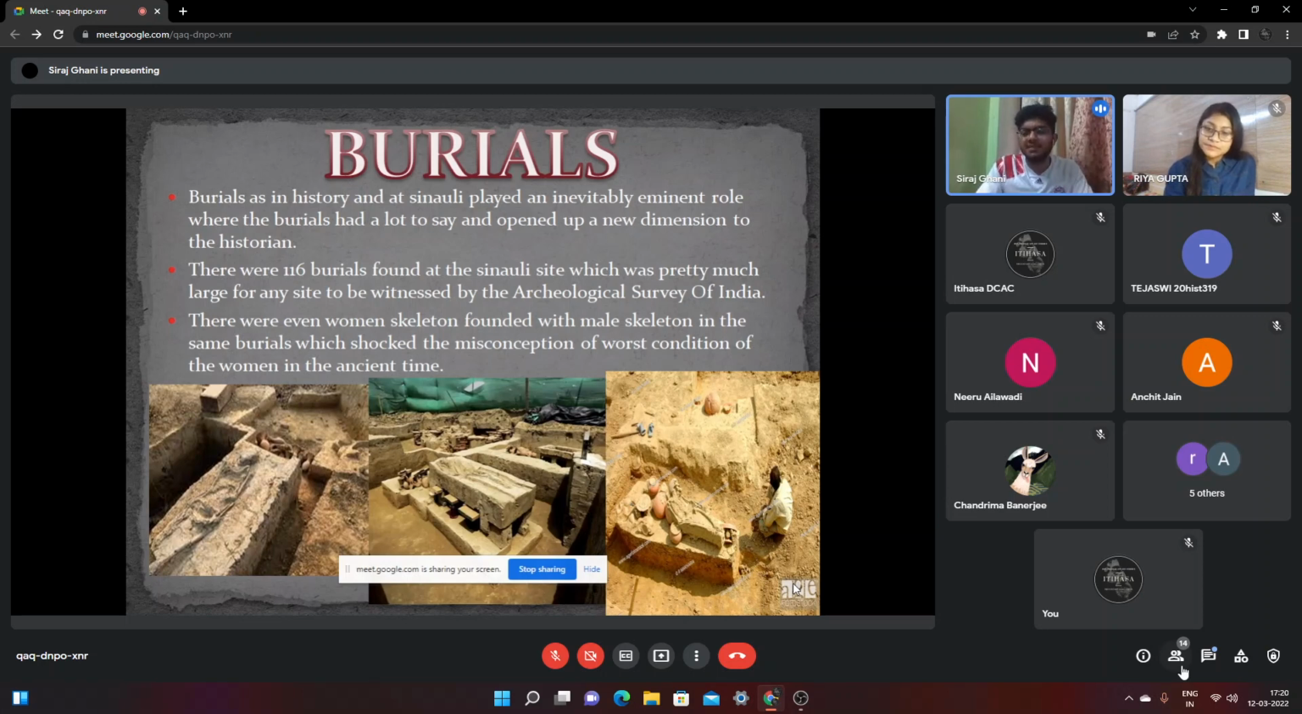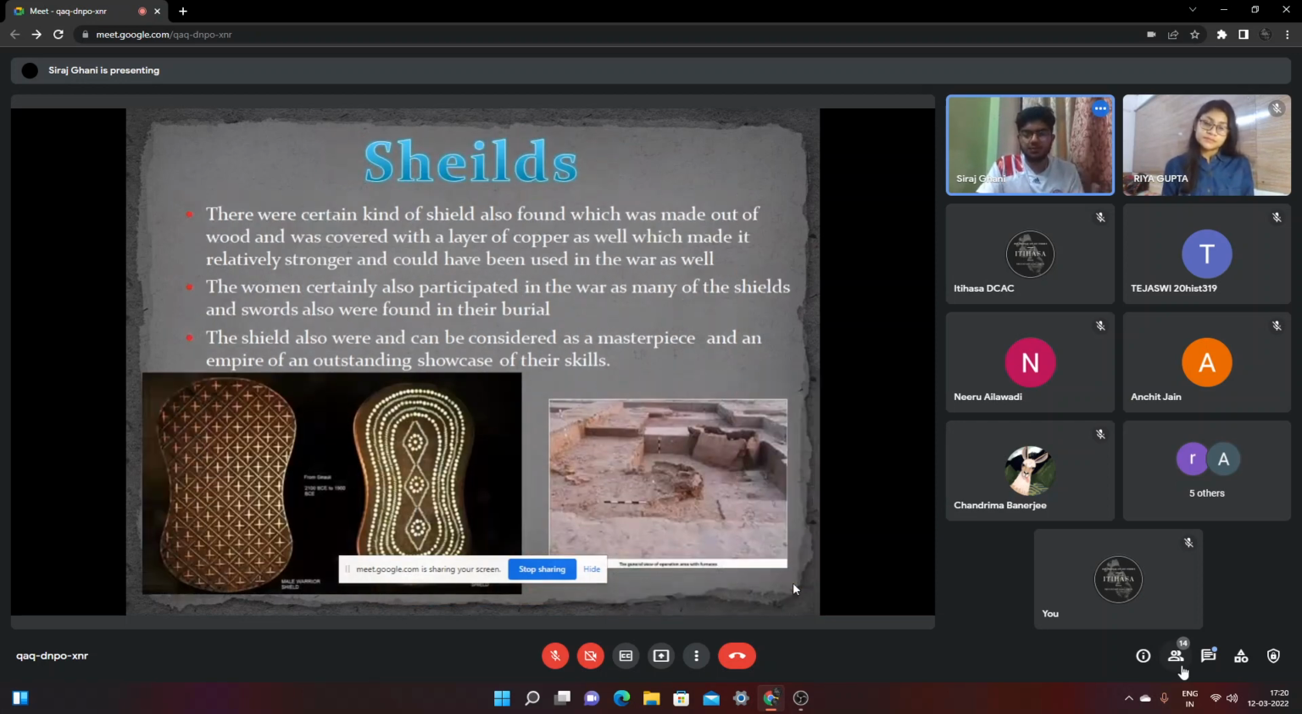There were 116 burials found at Sinoli itself, which makes it the largest burial site of the South Asian continent and of India as well. No other site of South Asia has given evidence of 116 or more burials. 116 burials is a really great number, and there were certain kinds of burials found in Sinoli.